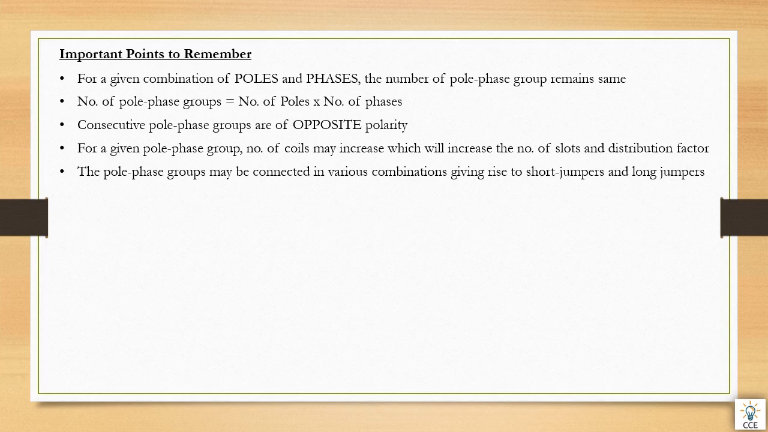The pole phase groups may be connected in various combinations, giving rise to short jumpers and long jumpers. That, as I said, is a topic of a separate session. And this is one thing you should always keep in mind: the maximum number of parallel paths that is possible for a particular machine is limited by the number of poles in that machine.